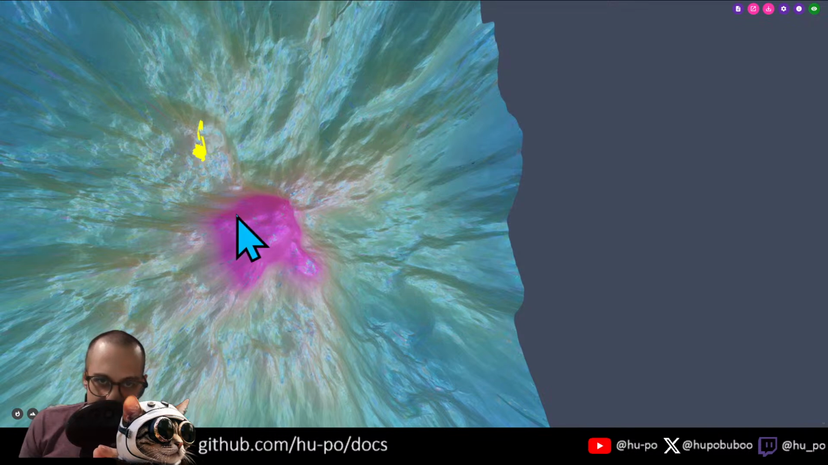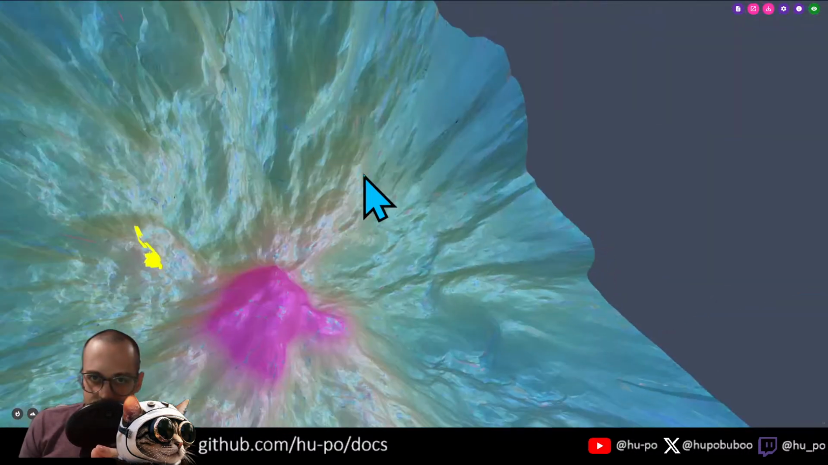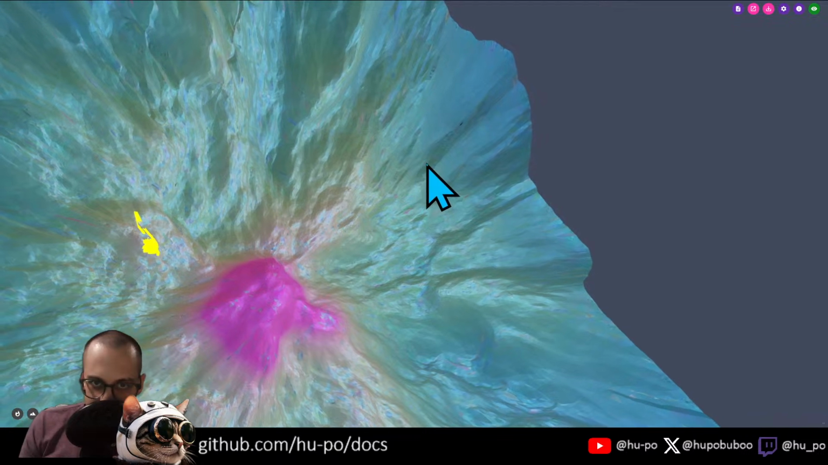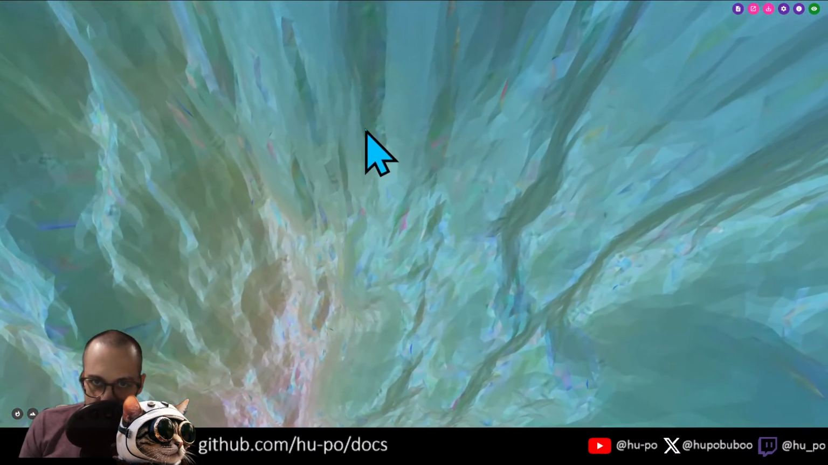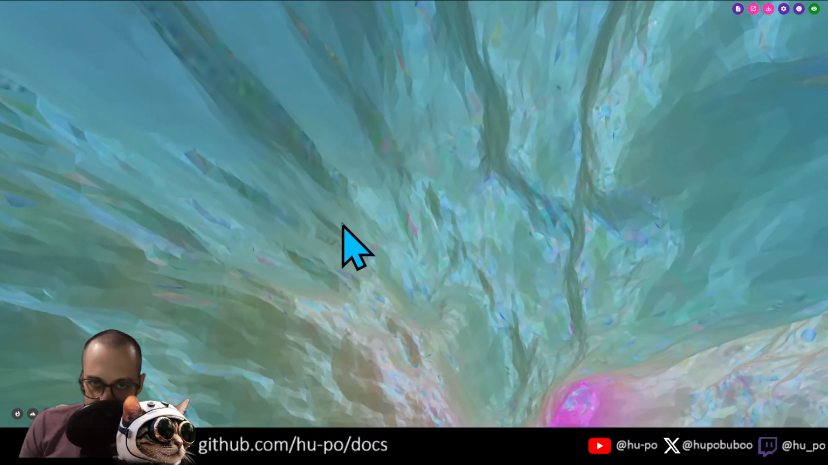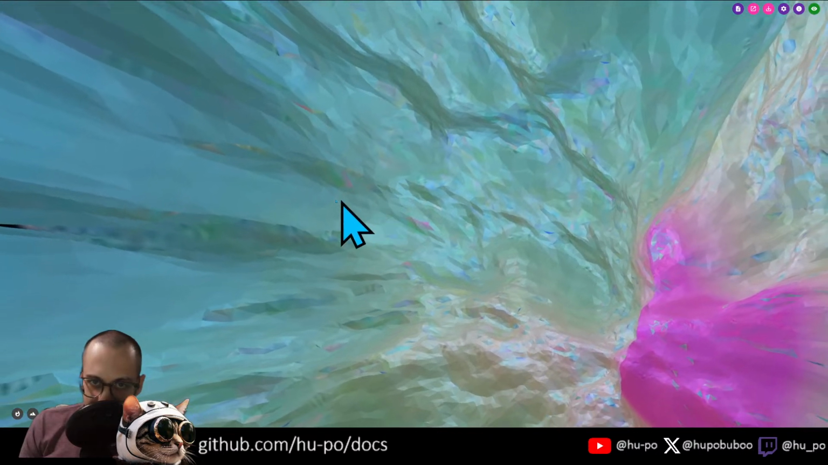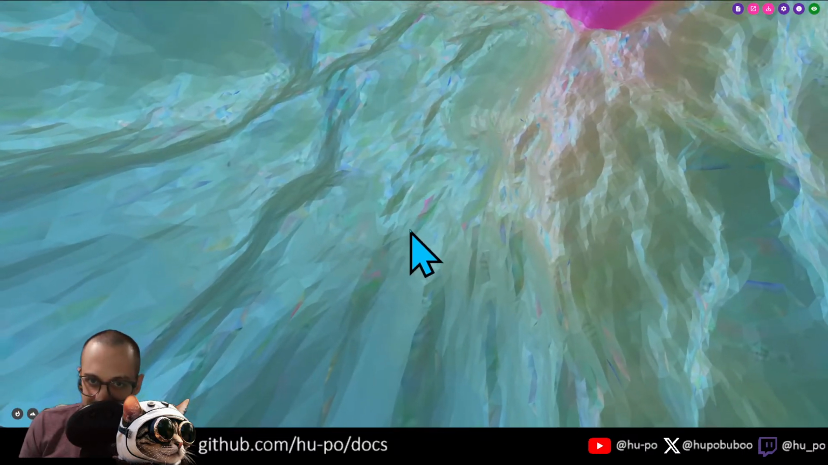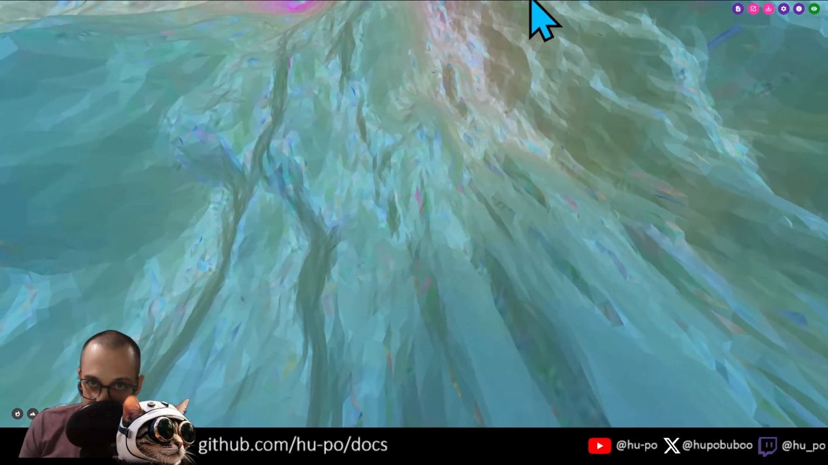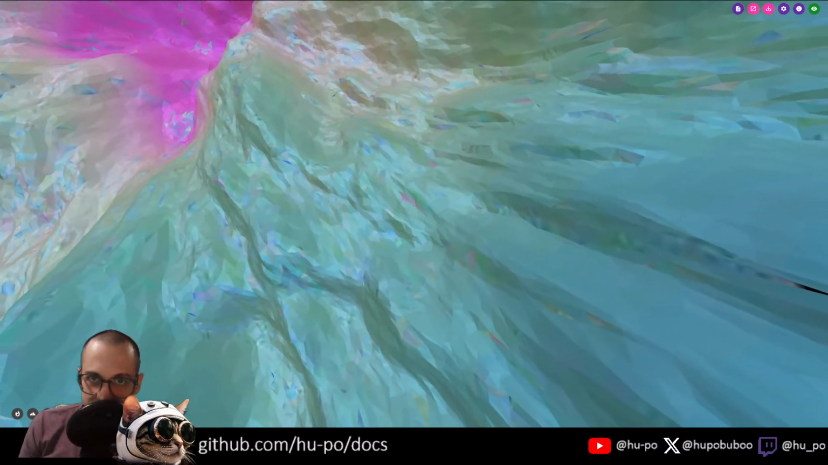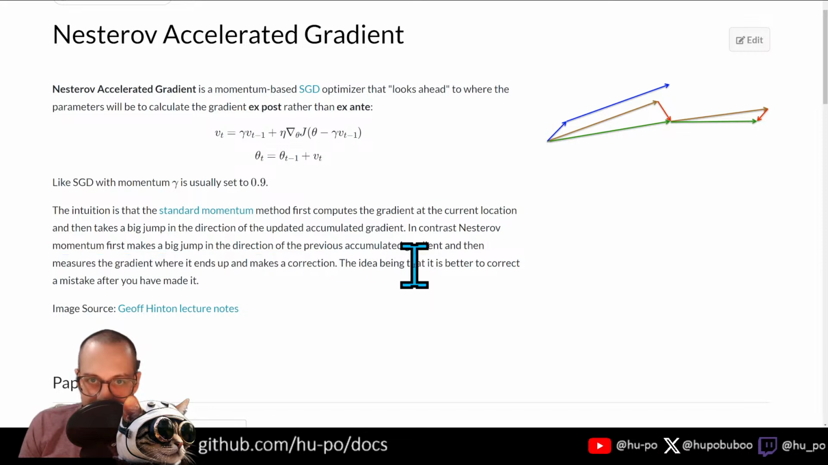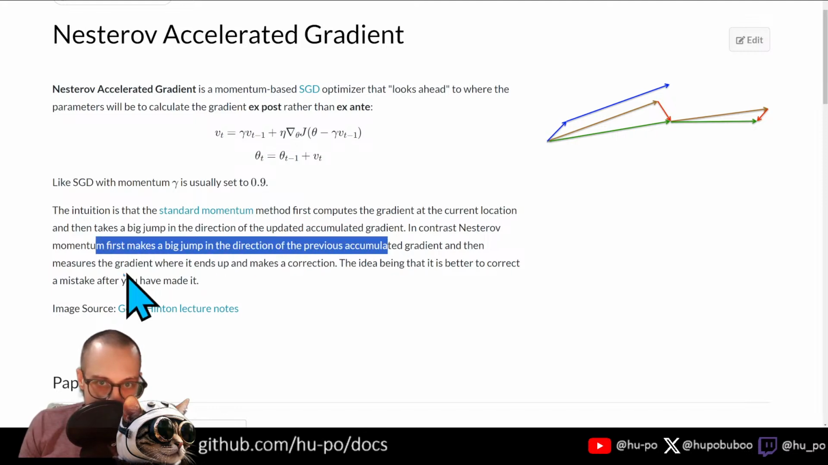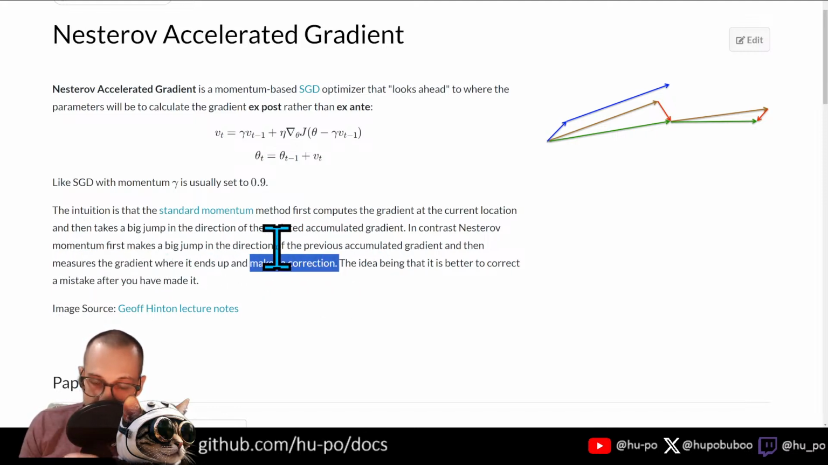In standard momentum, you're taking the gradient here at some point, and then you're using that to take a big step. In Nesterov, you're taking the gradient here, but then you're taking a step, measuring the gradient at that step, and then saying, okay, I'm going to go this way. And if I go that way and evaluate the gradient there, does it still tell me to go that way? If it still tells me to go that way, then I'm probably going in the right direction. But if suddenly I take a big step and it tells me to go the opposite way, then I probably shouldn't take a huge step that way. So that's the intuition for Nesterov: it's better to correct a mistake after you've made it. First make that big jump, then measure the gradient, and then make a correction to the step you're about to take based on the gradient of where you would have ended up.